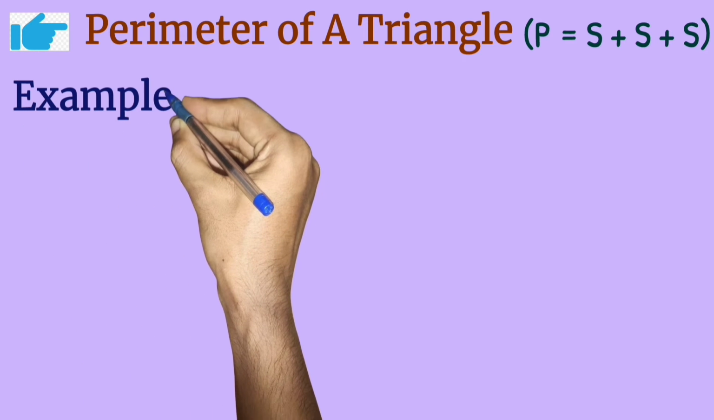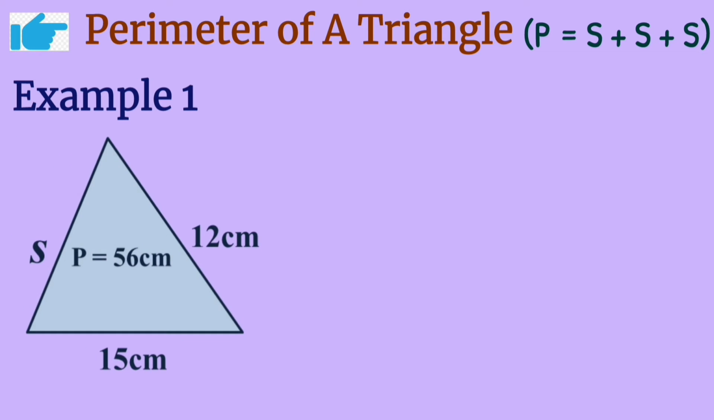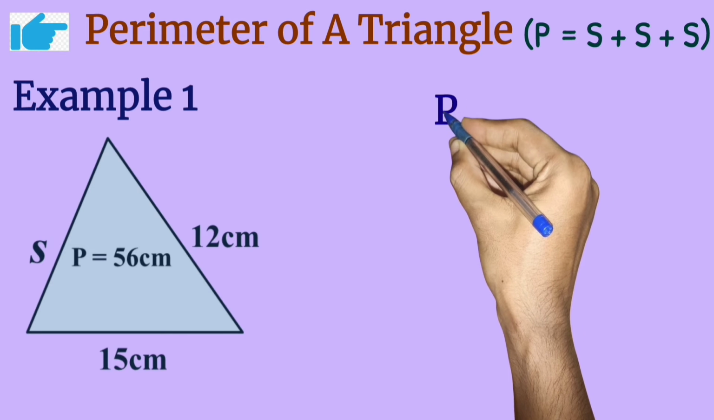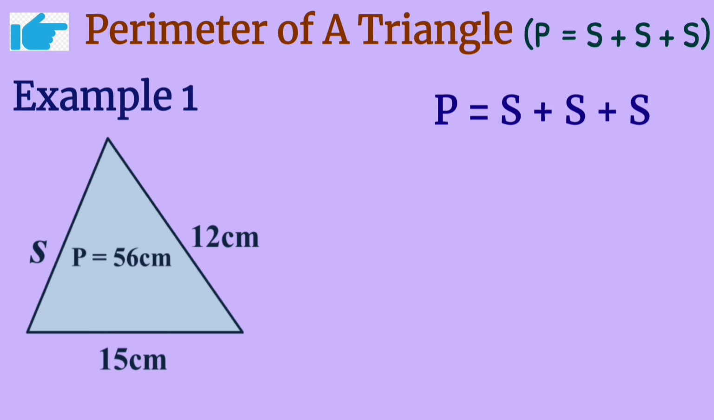Here is an example. Calculate the third side of a triangle if the perimeter is 56 cm and the two sides are 12 cm and 15 cm as seen in this diagram. To calculate the side of this triangle, use the formula perimeter equal to x plus x plus x, where x stands for the sides of the triangle.